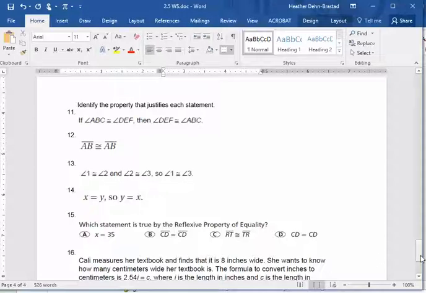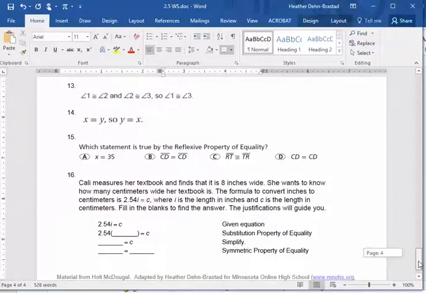And then there's just a couple questions at the end to complete. Number 15 is a multiple choice. In number 16, the statements are given over here, or the reasons are given, and you need to complete the statements in order to finish up this proof.